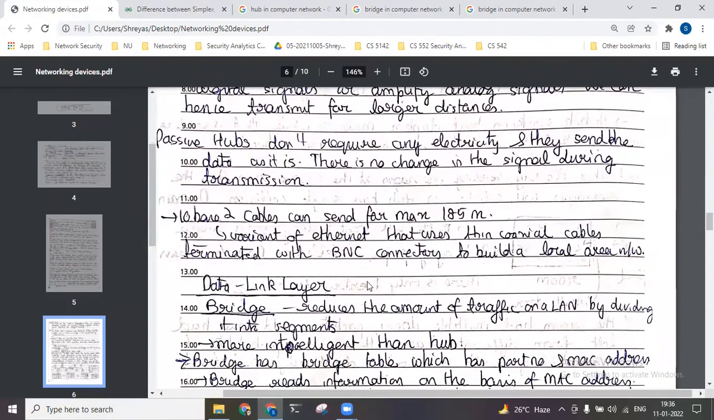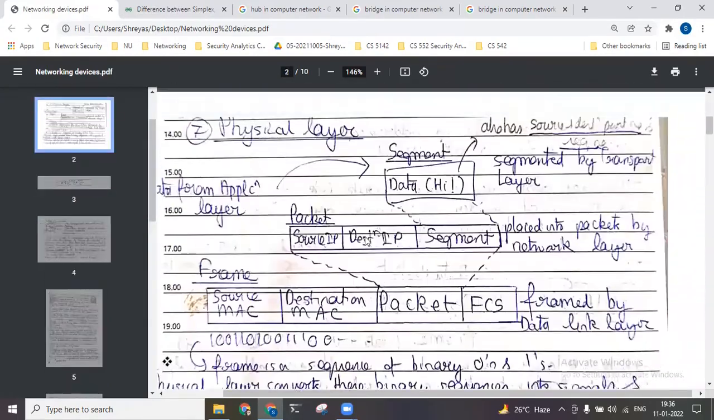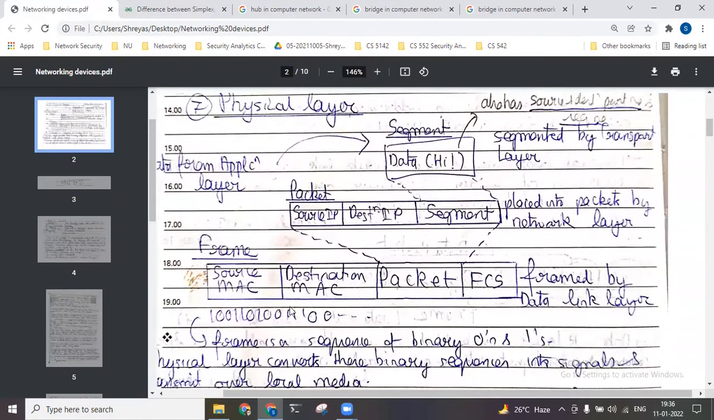So what is a bridge? A bridge is basically used to reduce the amount of traffic on a LAN by, as I said, dividing the entire data. Now we have these frames, right? We see this here, it's the data link layer. If we see this image over here, now we have these frames, and we have the source and destination MAC addresses. So this is the advantage of the data link layer, that now we have these addresses with us. This layer can recognize these addresses. This is the source MAC address, this is the destination MAC address, and this is the packet that I need to transmit to the next layer.